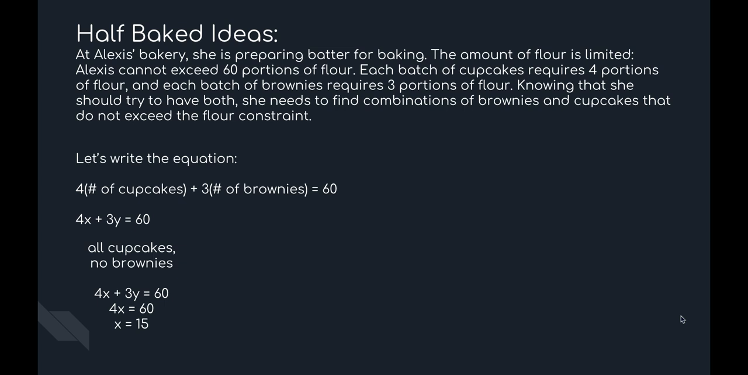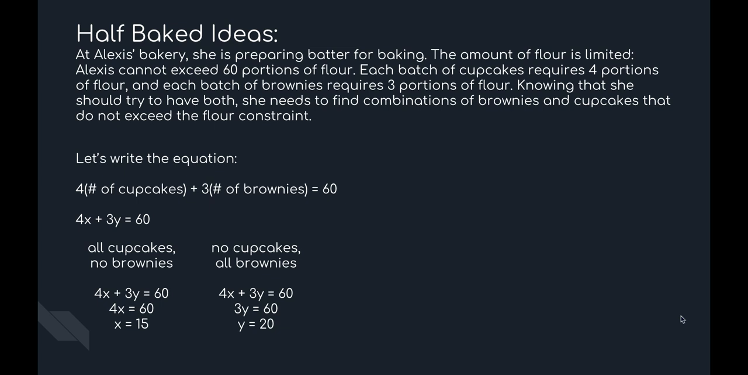Now let's reverse the situation and let's look for none of the cupcakes and all of the brownies. Again, we start with 4x plus 3y equals 60, but we have no cupcakes. So we're just going to say 3y equals 60, y equals 20.